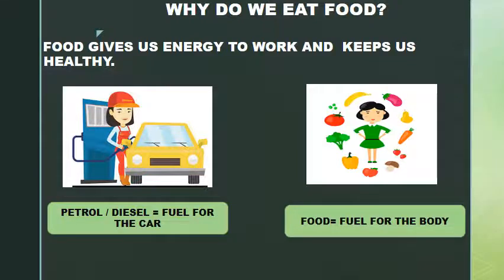Now, you have noticed that we eat different varieties of foods. So the question arises, why do we all eat different varieties of food? This is because a variety of foods contain nutrients, roughage and water. And a single food item does not contain all these components.